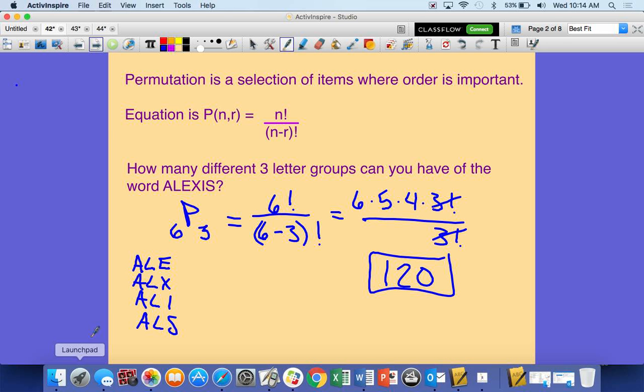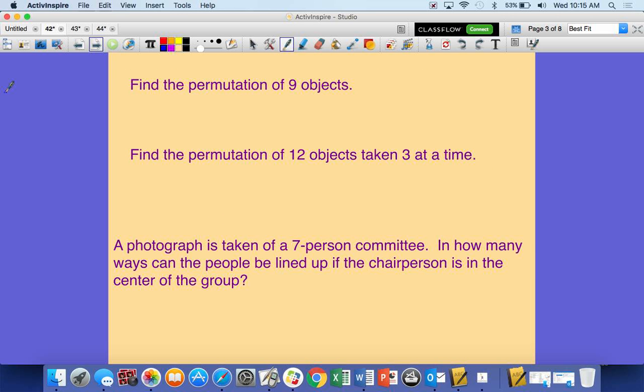Alright, and notice, like I said, you could list out every single one, but are you going to do it for all 120 of them? And to make sure you don't miss any or have any double up, it's going to be really tough to do. Alright, but there are 120 different ways to do that problem there.